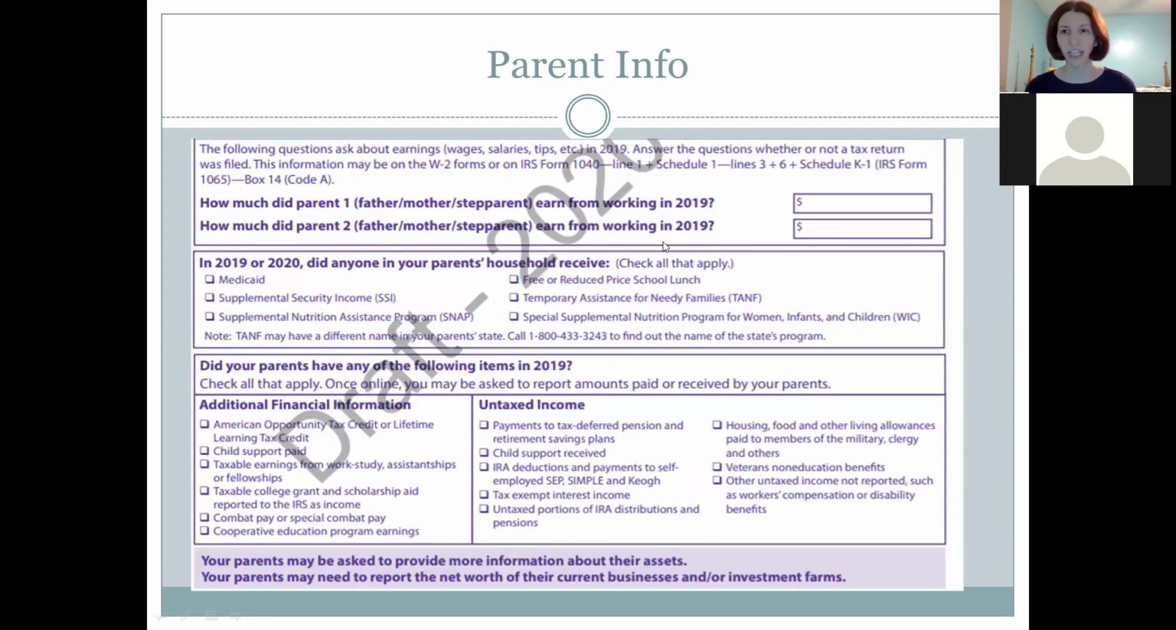This kind of just talks about the wages. Even if you use the data retrieval tool, you'll still have to put in individually what parent 1 made from W-2s and what parent 2 made from W-2s as well. It does try to auto populate a little bit, but you will have to make sure that those amounts are correct because it's just going off of what the AGI was.